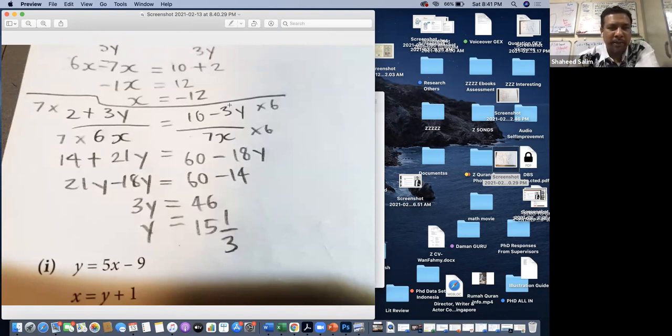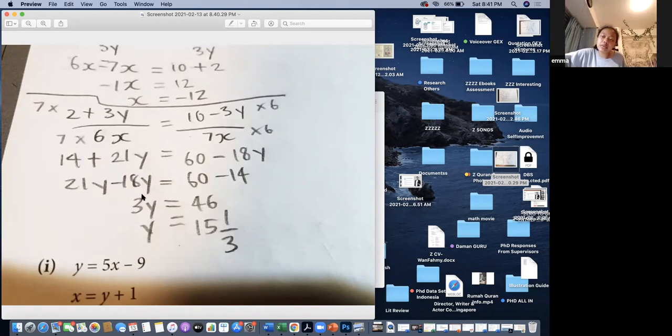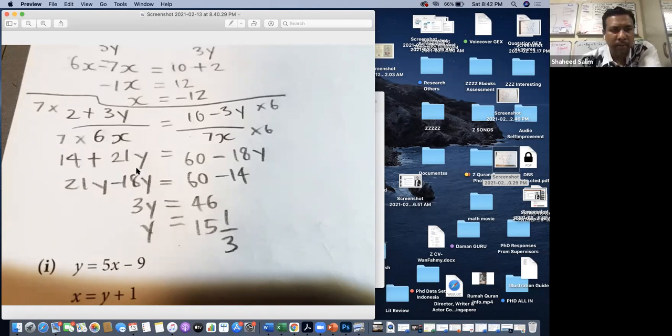Did you change any of this down here on this screen? What do you change? Can you see the screen? 21 plus 18y. Okay, so you brought down 21 plus 18y. Okay, let me see. 2 plus 3y. Okay, correct. Okay, I need to find out where the mistake is, if there is a mistake.